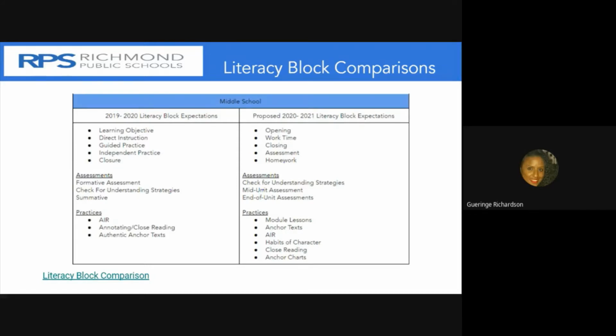So if we look at the 1920 school year literacy block, many of the middle school teachers who were on the call, you'll remember that we were always talking about the learning objective, and that is what the students need to know and be able to do as a result of the lesson. And so we wanted all teachers to identify the learning objective at the top of every course, just to let the students know what to expect as the class continues.